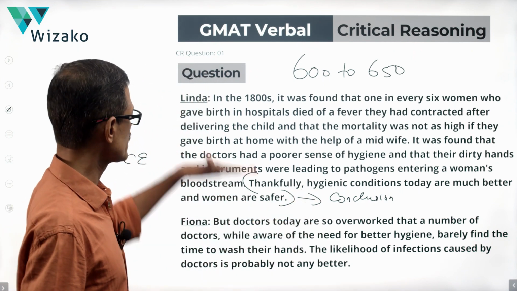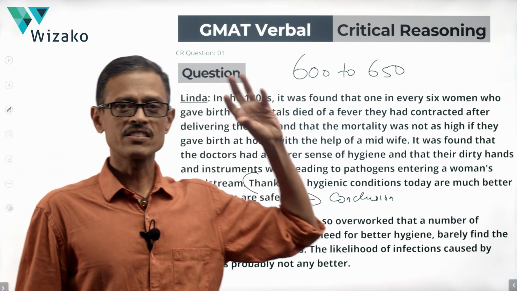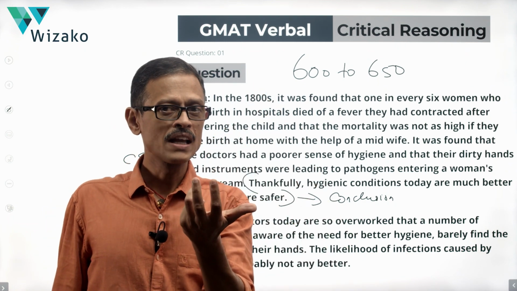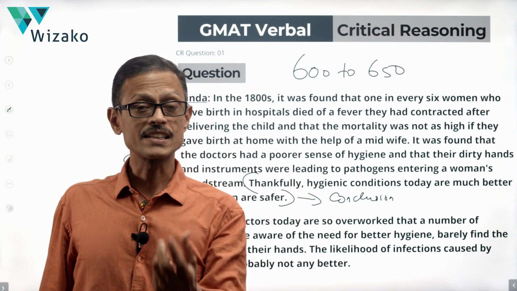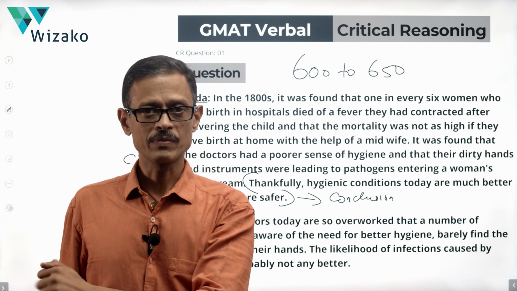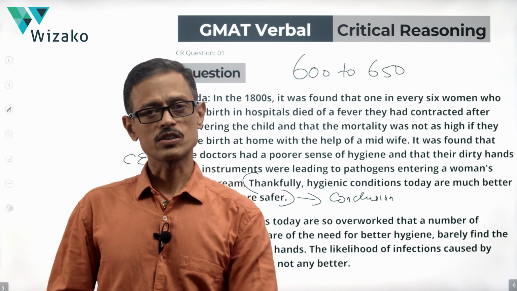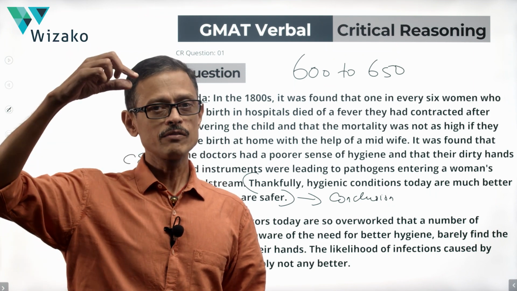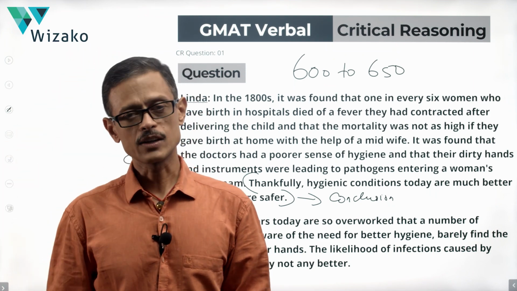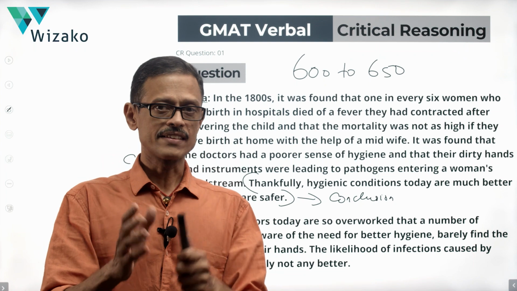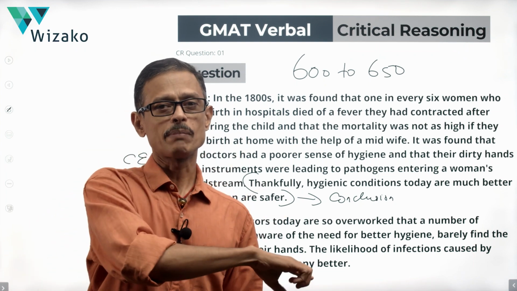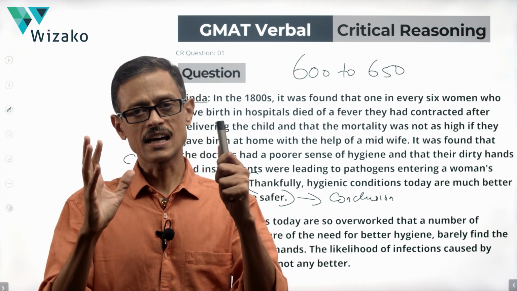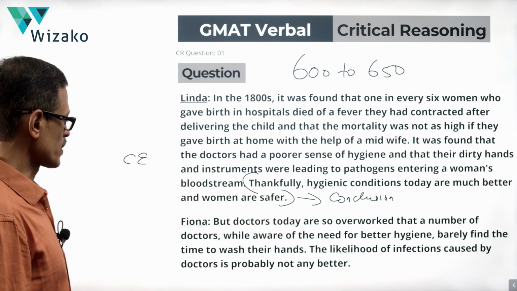So we have identified her conclusion, and these are the premises. She has essentially told us what happened in the 1800s, and she has also explicitly stated what led to it: in the hospitals, the poorer hygiene of doctors. The unsaid component is that when midwives delivered babies at home, the hygienic conditions were superior and therefore pathogens did not enter the bloodstream. That's the unsaid component of it. Let's move on to what Fiona is saying.